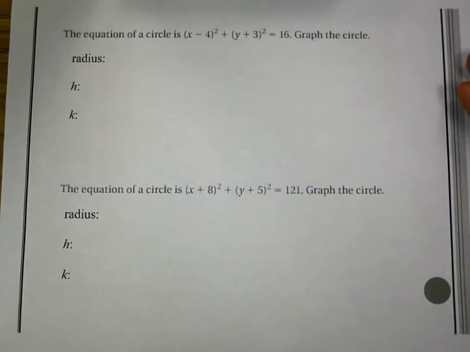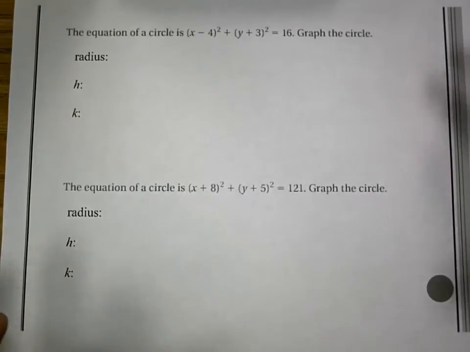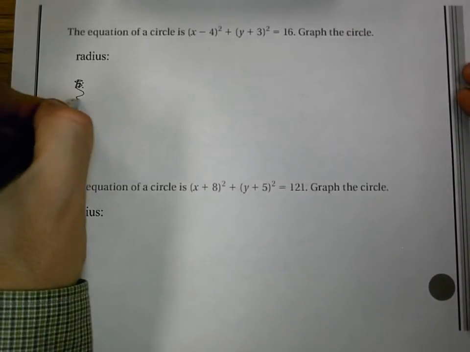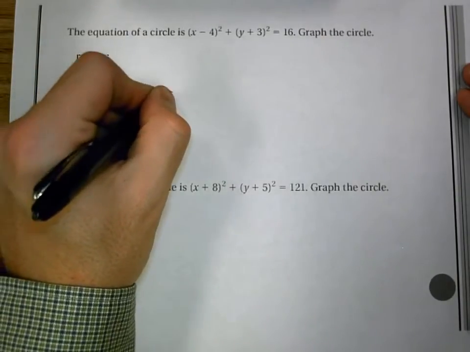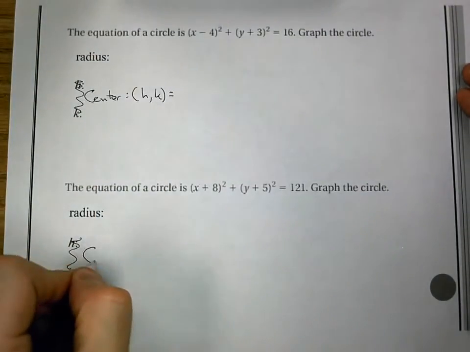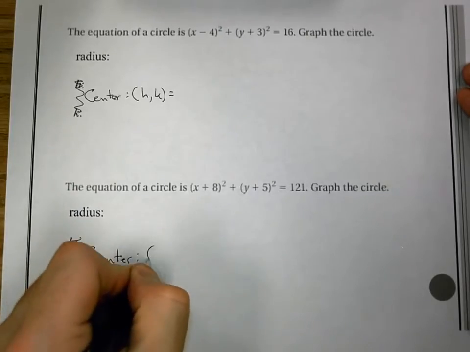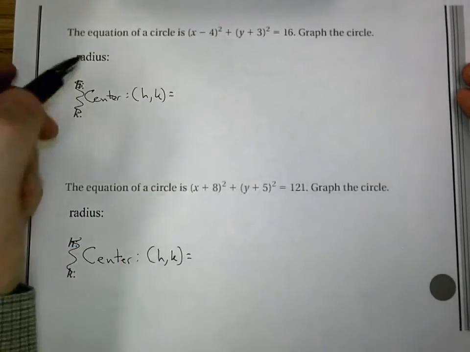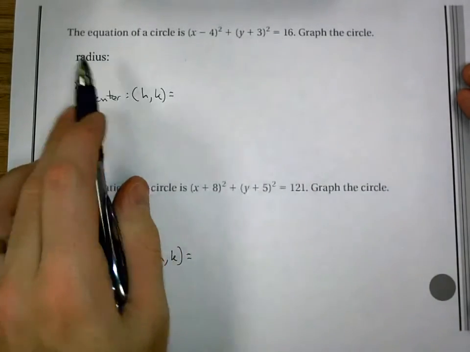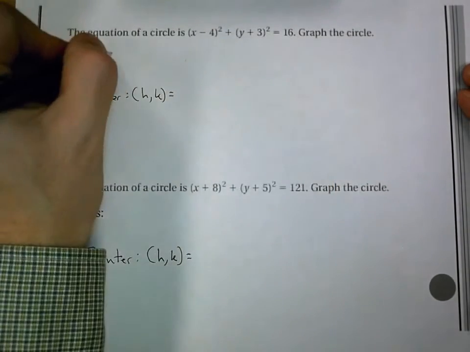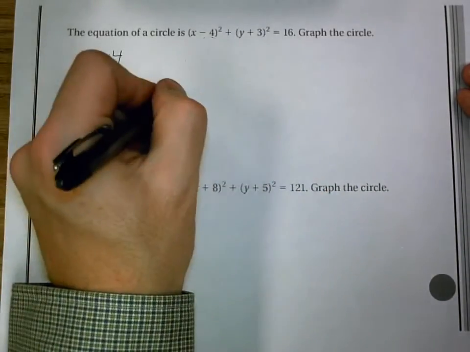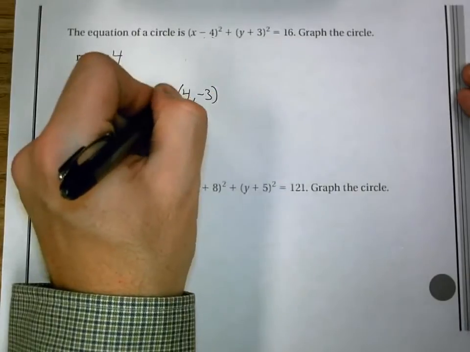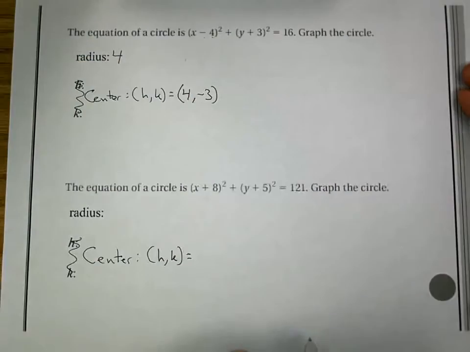Okay, our last two, we're going to take our equation now and identify the parts. So instead of actually writing h, k, we're just going to write our center. Okay, so here's my equation. I need my radius first. For my radius, I take the square root of this value, so it's 4. For my center, I take the opposites of these, and I'm going to call it 4, negative 3. So 4, negative 3 is my center. I have a radius of 4.